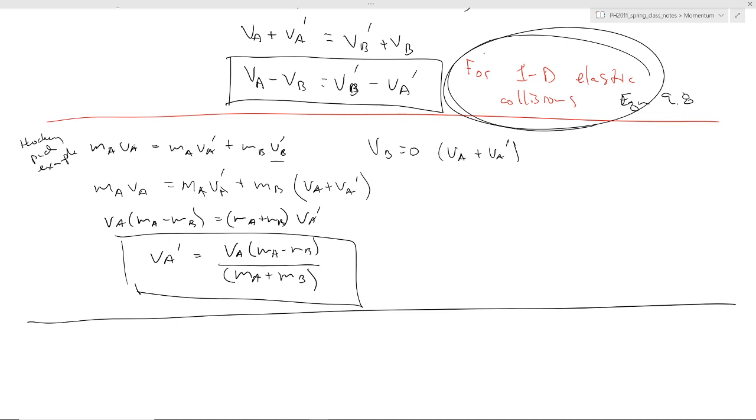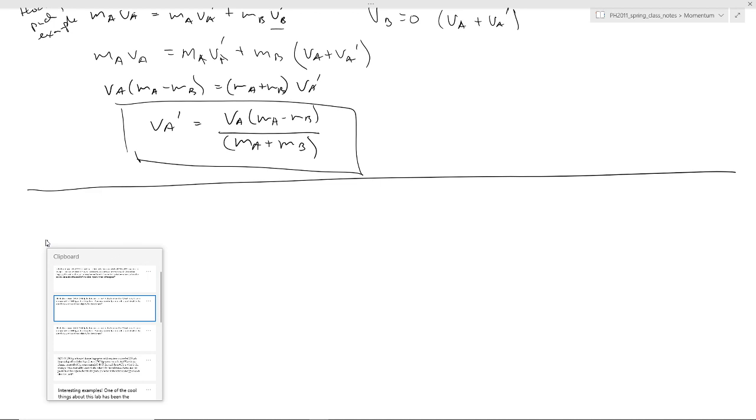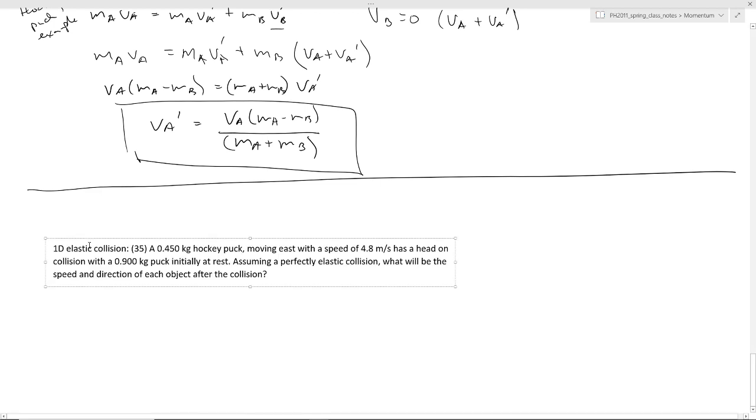I want to spend the last couple minutes just setting up this inelastic problem. And then we'll have to solve it next time because I want to be better about respecting our class time. But let's at least state the problem.